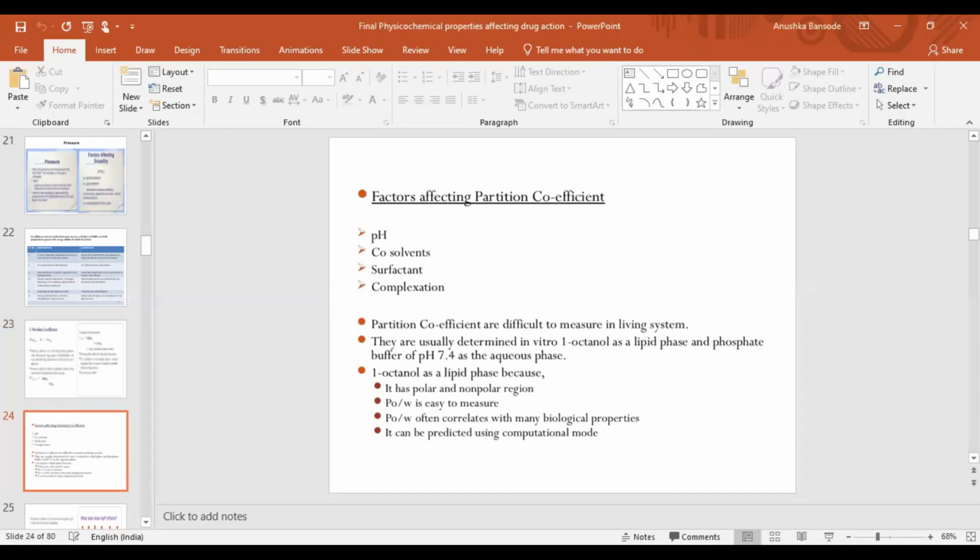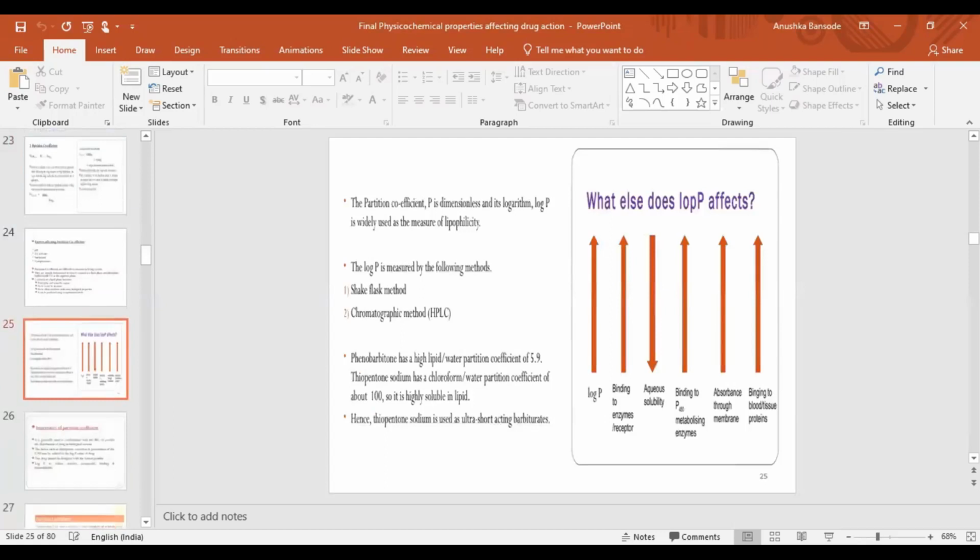Partition coefficients are difficult to measure in living systems. They are usually determined in vitro, with 1-octanol as the lipid phase and phosphate buffer of pH 7.4 as the aqueous phase. And why do we use 1-octanol as a universal system? It has polar and non-polar regions, is easy to measure, often correlates with many biological properties, and can predict the properties using computational models, right?